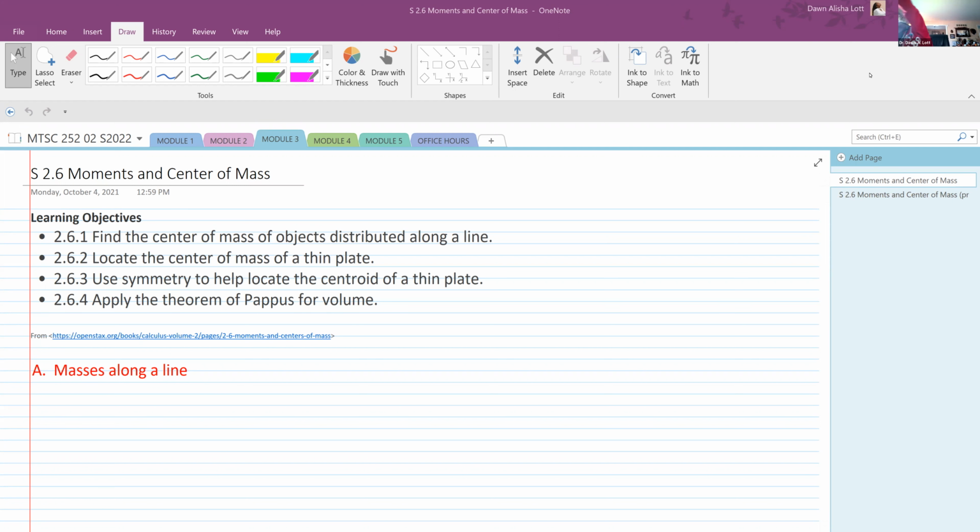So if I want to balance this thing, I have to find the center of mass. As you can see, the center of mass to balance this is in the center. If I tried to balance this thing anywhere else, it's going to fall.